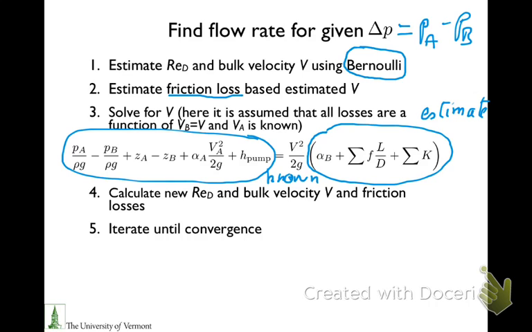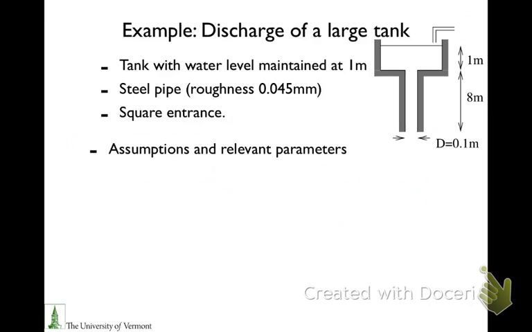Hopefully you know everything here, but for the exam you'll definitely know everything here. Now you can calculate the new V, the new bulk velocity, and from this new V you're going to calculate a new Reynolds number and a new friction factor. And you iterate steps 3 to 5 until convergence. So let's see a quick example.